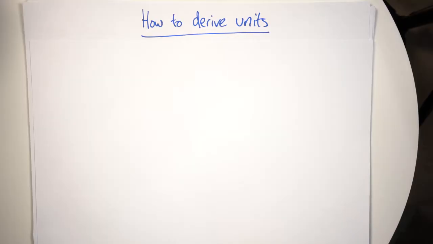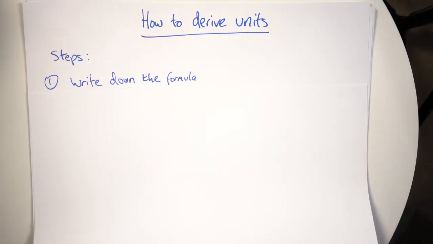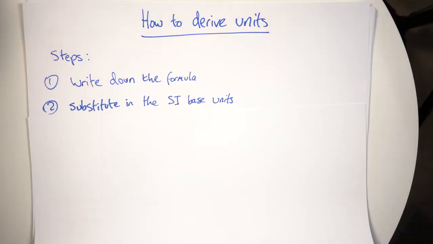Today we're going to be looking at how to derive units. Now for this we've got two steps. Step number one, write down the formula. Step number two, substitute in the SI base units.